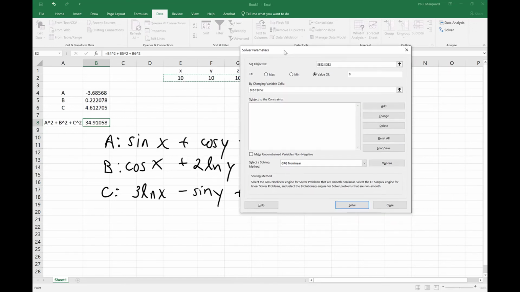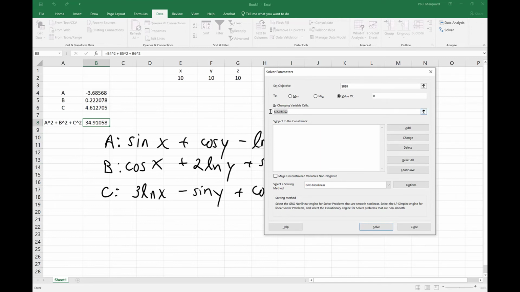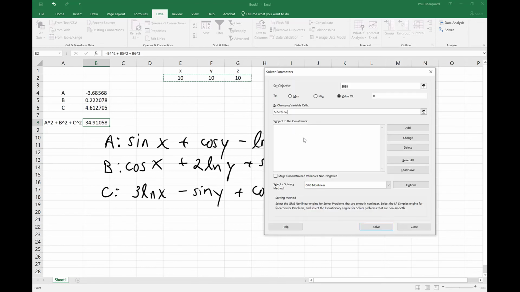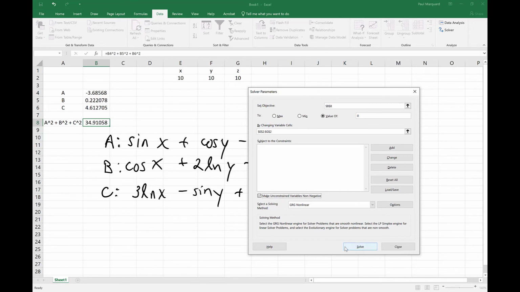Okay, so I think I just messed up, right? Okay, so let's go back to there. I want cell B8 to be equal to 0, and I'm going to do that by changing these variables. These are the 3 variables that I'm highlighting, all 3 of them here. All right. I don't want anything to be negative, so I'm going to make unconstrained variables non-negative because I can't do the log of a negative number. And I've got that set up so it's at a value of 0. And so I'm just going to hit solve, and let's see what comes up.